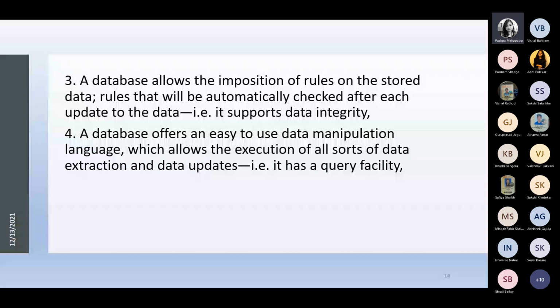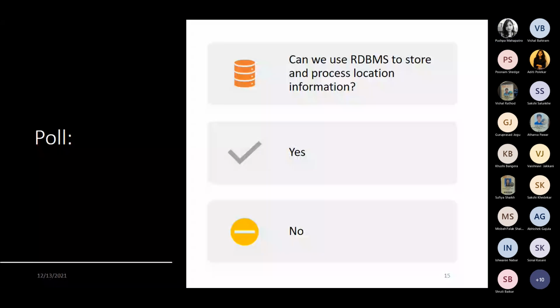Then, can an RDBMS store and process location information? Yes. Online students, what's your reply? Quickly reply. So what's the answer of this? That you can process the location as well. Okay, very good. Please quickly reply to this, and I will stop my lecture here. Thank you all.